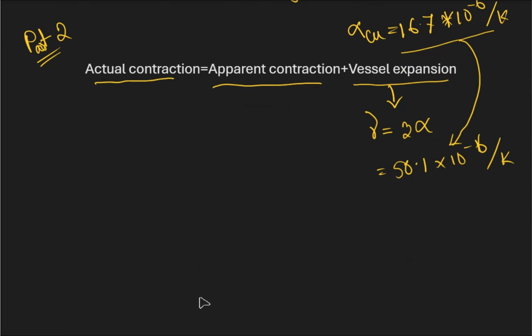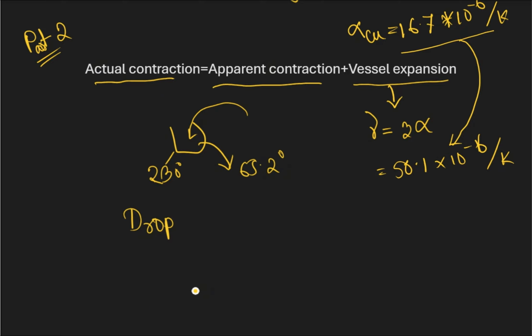And here the drop of temperature, right? The drop of temperature is very important. The copper vessel was initially 23 degrees Celsius, and when water is poured into the copper vessel, the final temperature of the mixture from the first part is 65.2 degrees Celsius.